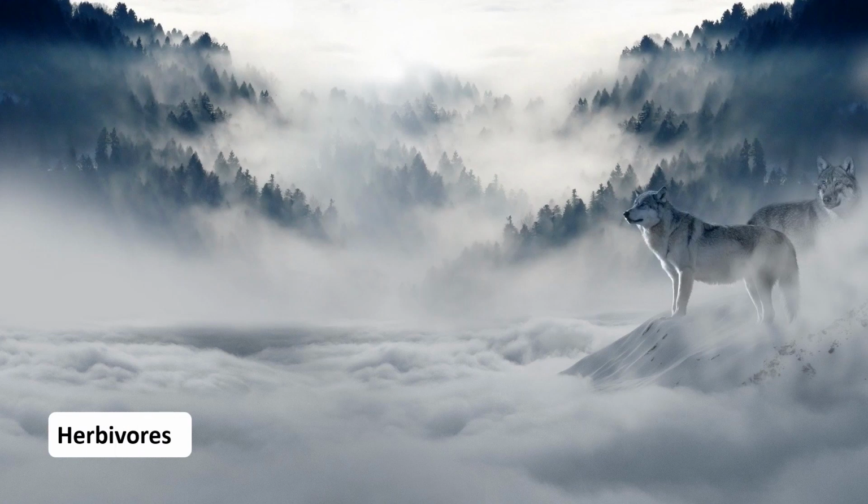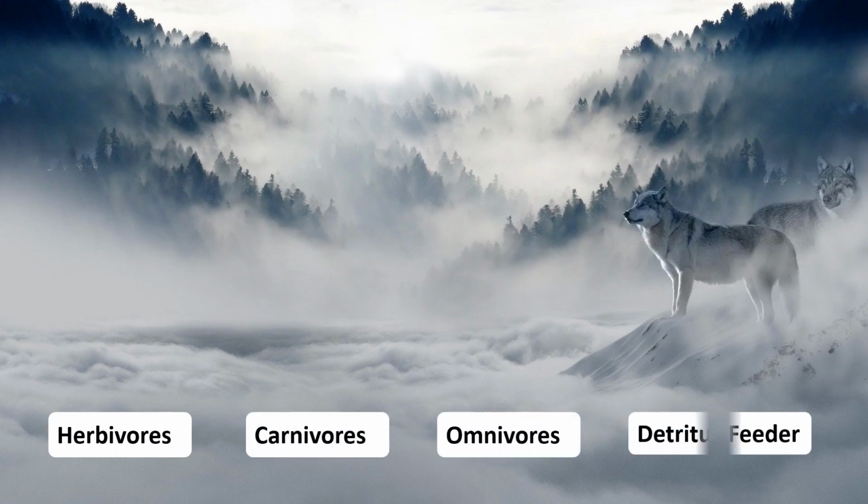Now these consumers are again divided into four types. They are the herbivores, the carnivores, the omnivores and the detritus feeders. So what are these herbivores? These herbivores derive their energy by eating only the plants, while the carnivores prey on the animals. There is another category of consumers which we call the omnivores, which eat both the plants as well as the animals.